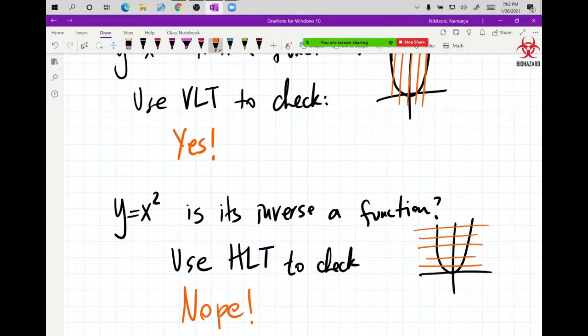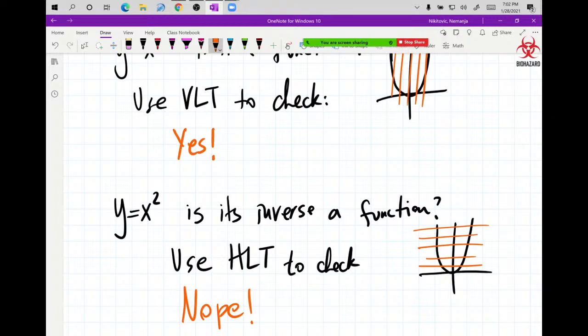Wouldn't the inverse graph look different? Like, wouldn't it be on its side? I'm not checking horizontal on the inverse. The purpose of the horizontal line test is to check on the original function without knowing or drawing the inverse. Oh, okay. So you're doing this so you don't have to flip it and check. There we go, my friend. Gotcha.